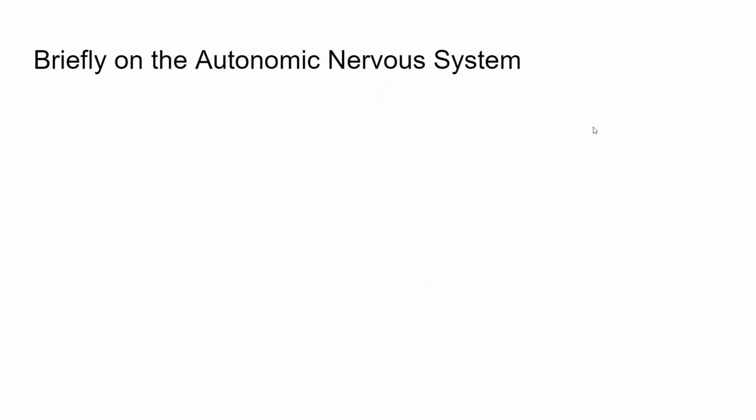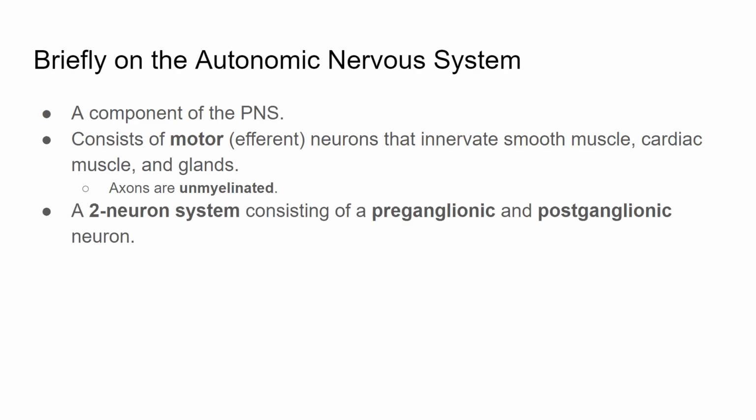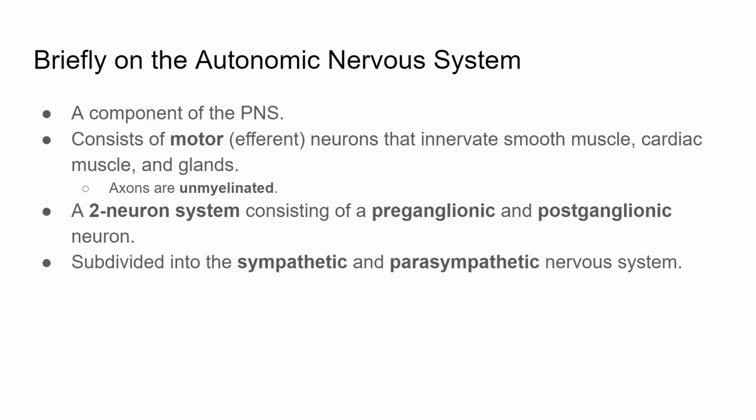Now I'm going to talk about the autonomic nervous system in a little more detail. Okay, we kind of brushed on it. So it's motor, right? But they don't innervate skeletal muscle. They innervate smooth muscle, cardiac muscle, and glands. They're not myelinated. Okay, it's a 2-neuron system, very high yield, pre and post ganglionic, and then sympathetic, parasympathetic. Okay, so I just briefly listed out some of the differences.